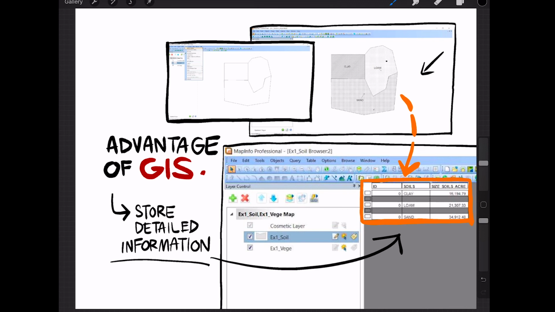The advantage of GIS is that once you have mapped things, you can store detailed information about each of these. For example, this is clay, and you can add in the table the size of the clay land, and the same goes for the rest. So this is the advantage of GIS, in which if you do it manually, you cannot store detailed information about something. But by using GIS, you can use the software to help you store detailed information about it.